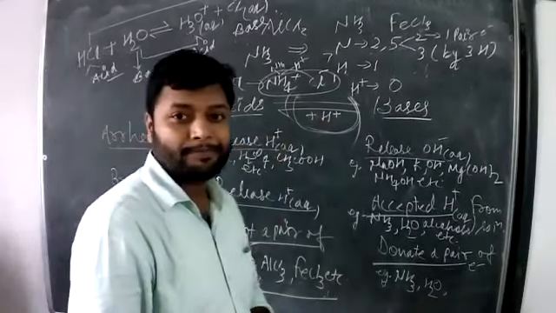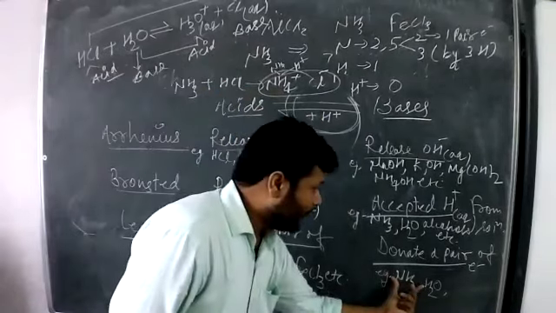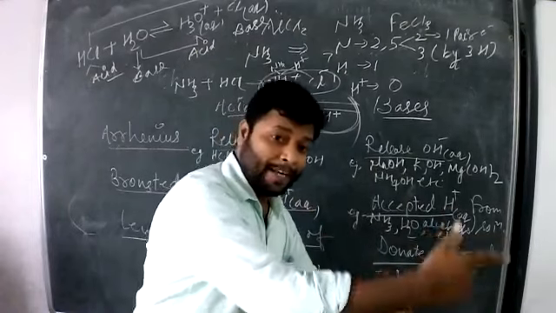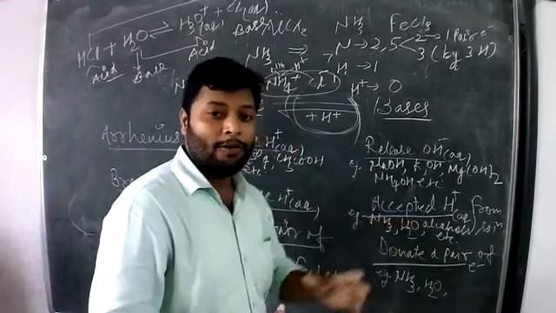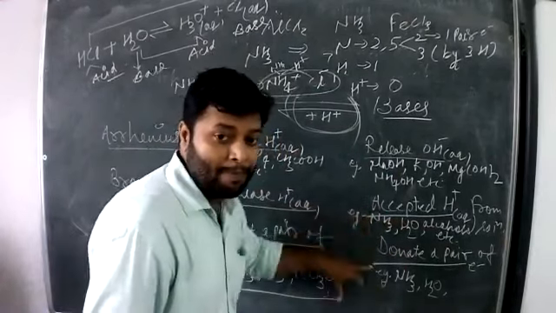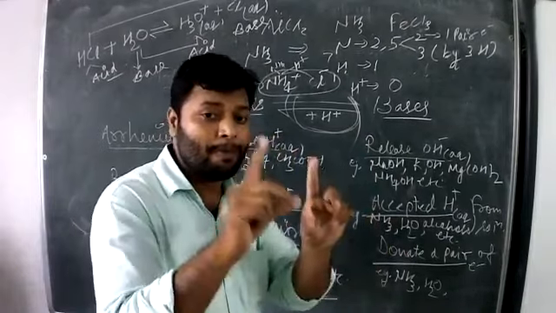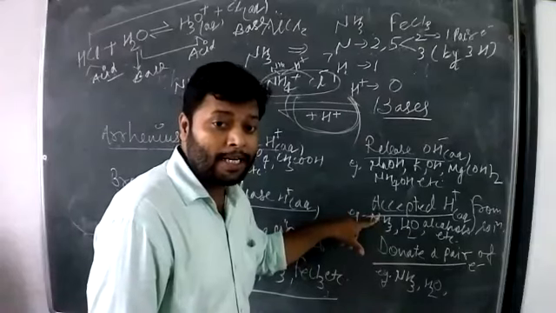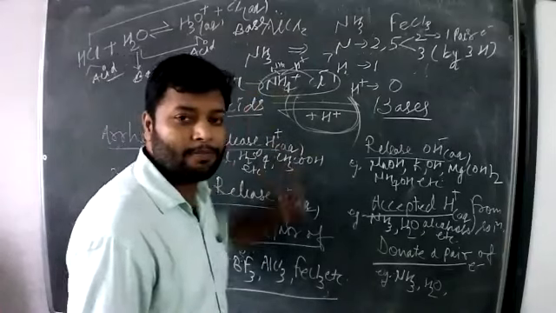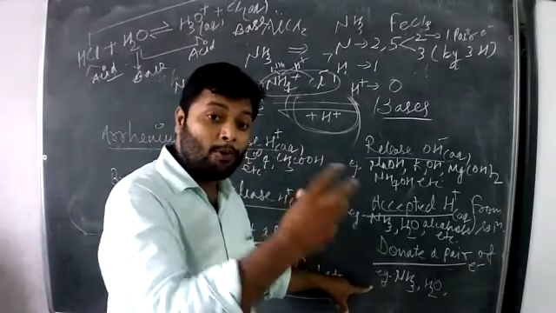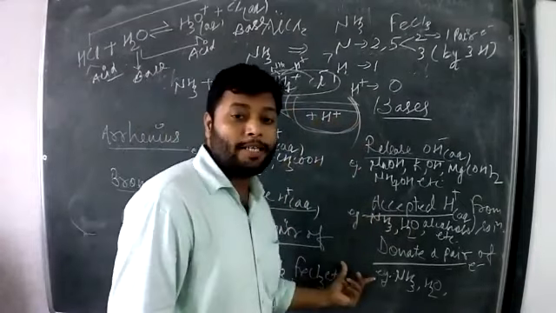So class, this is the condition of how ammonia donates a pair of electrons as well, and how ammonia accepts H plus. Why did I say ammonia can behave like both? Because there are two different concepts. In the case of Bronsted, ammonia accepts H plus from HCl. According to Lewis, how does it accept H plus? Because it can donate a lone pair of electrons.